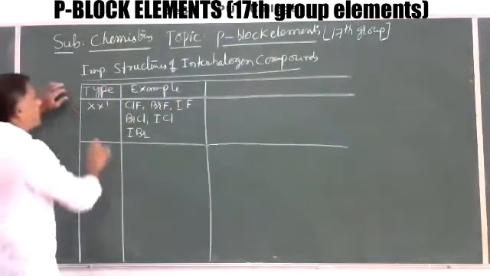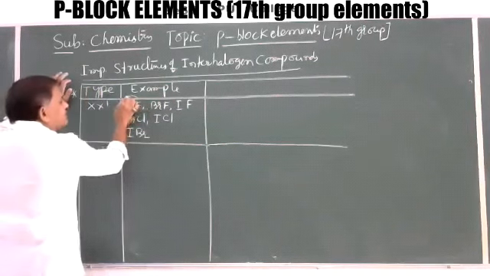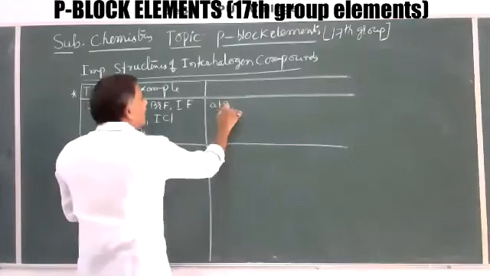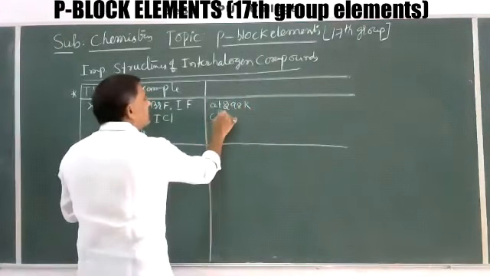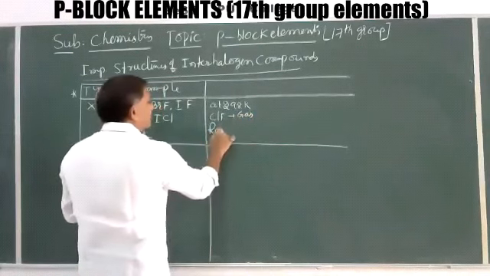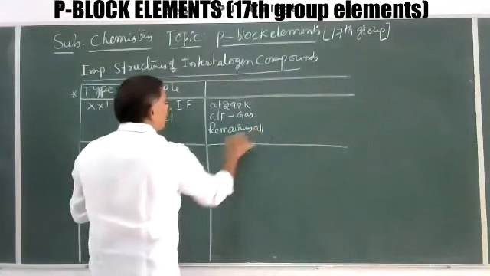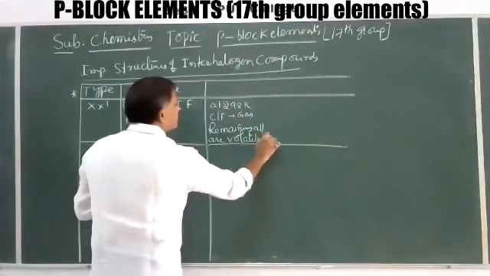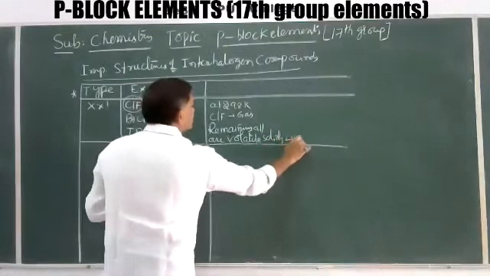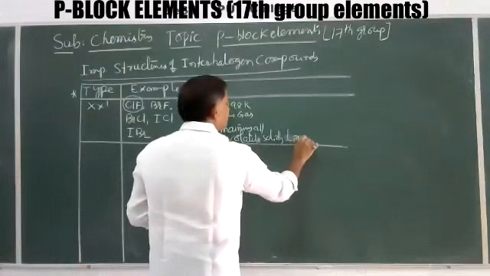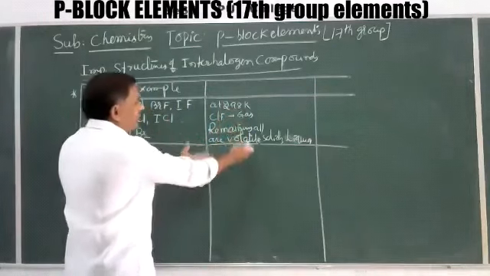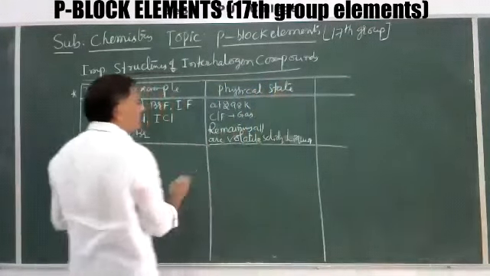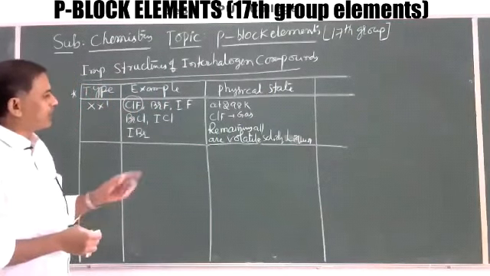We can observe in this X dash type that, except ClF, which at 298 kelvin is a gas, the remaining are all volatile solids or liquids. So based on this condition, the physical state is almost the same; based on their condition changes, their gaseous or solid or volatile nature changes.